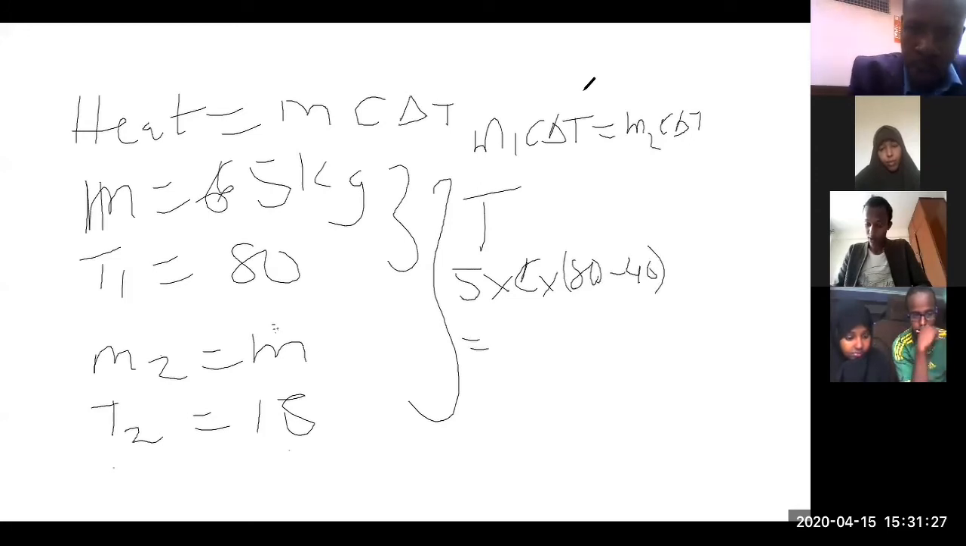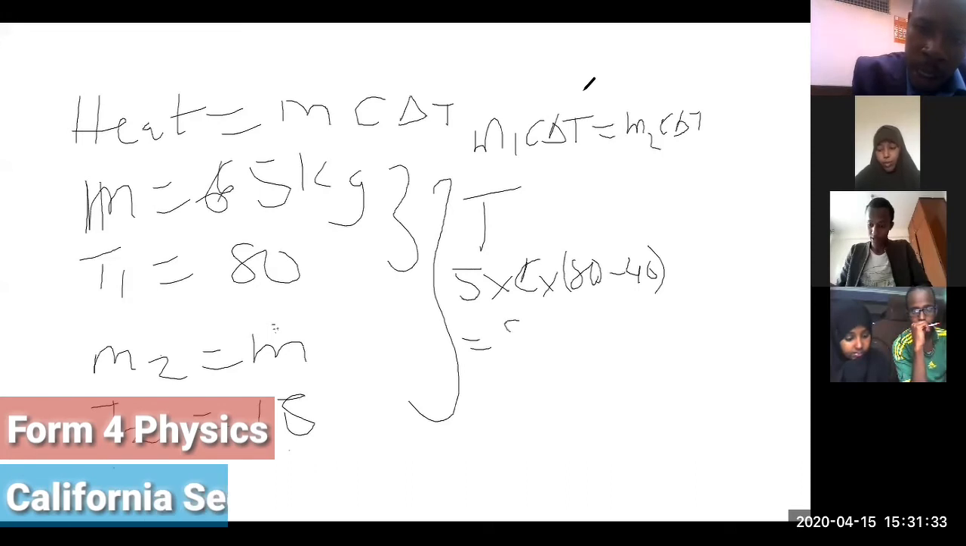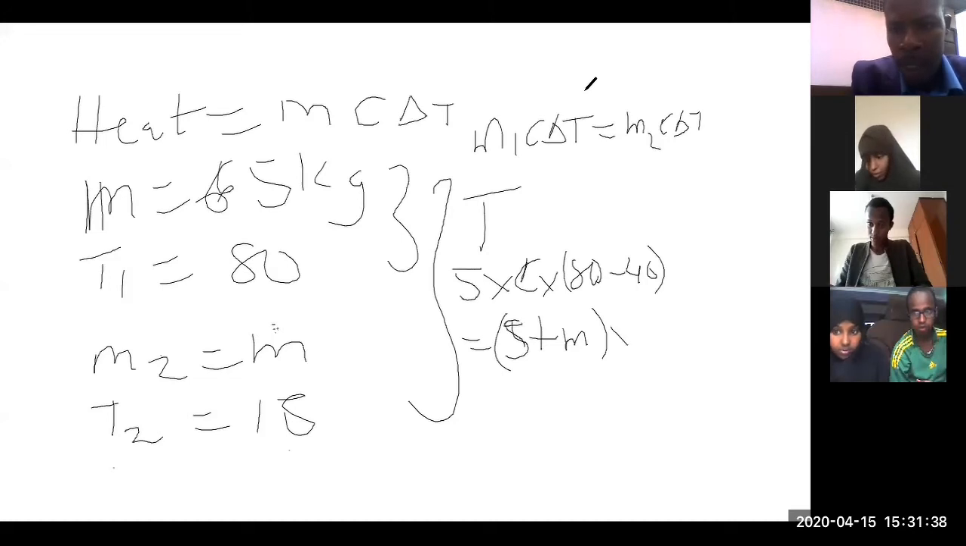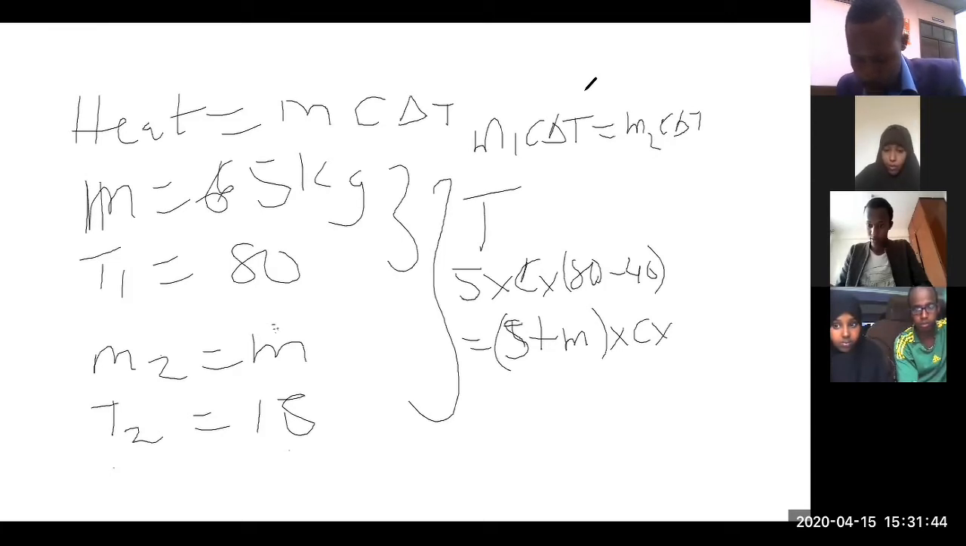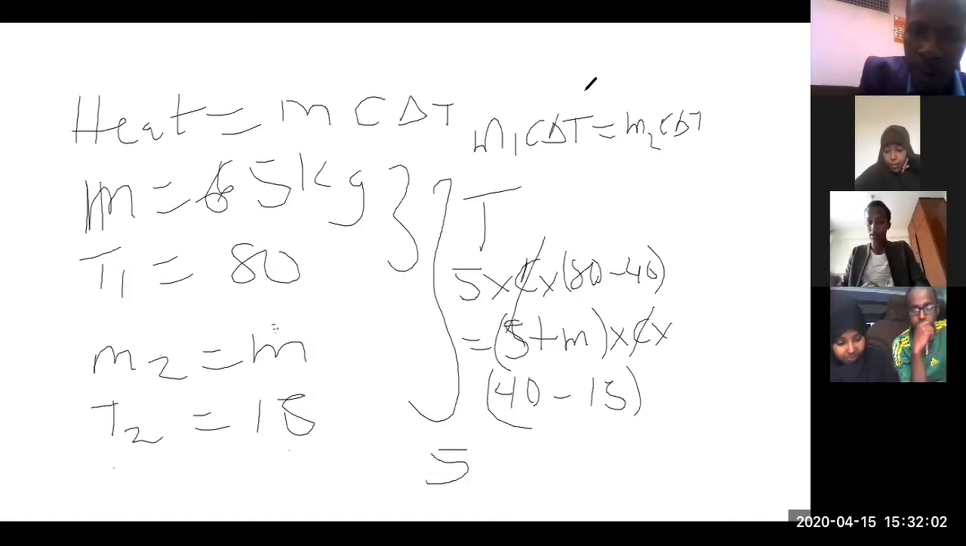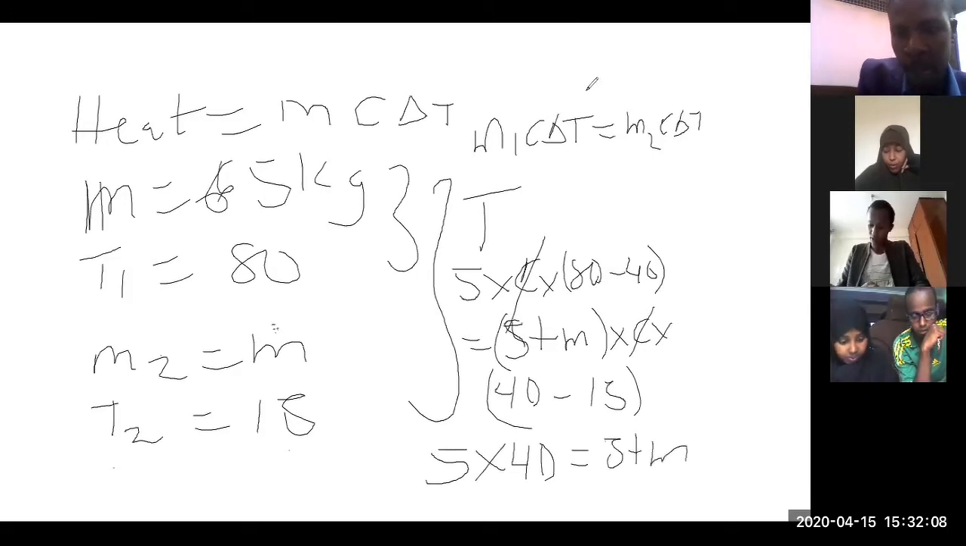And then it should be equal to, now the final temperature which we are obtaining. Now we're adding the two volumes. So that is 5 plus m, that gives us the mass, times the specific heat capacity times the temperature, which now comes from 15 to 40. Now the change in temperature, that is 40 minus 15. So from there, the specific heat capacity is on both sides, so we can cross it out, and then we're going to have 5 times 40 is equal to 5 plus m.